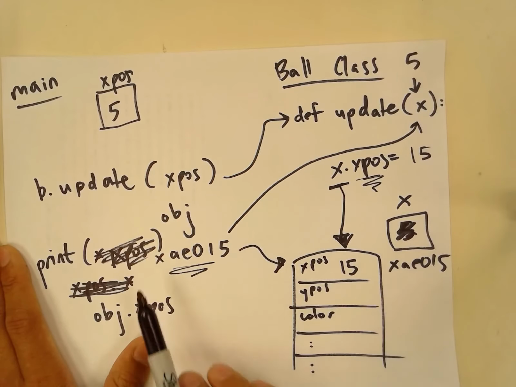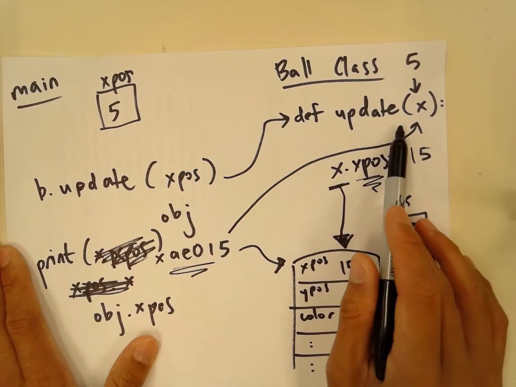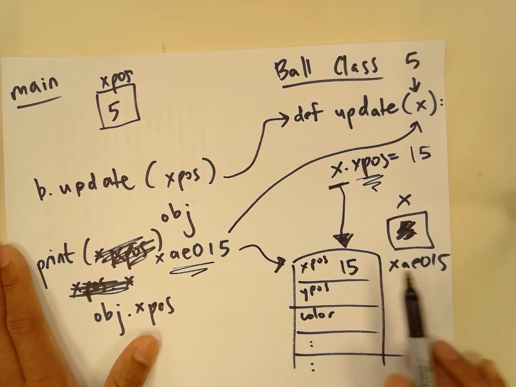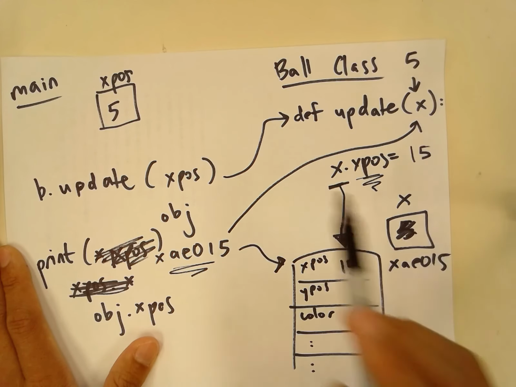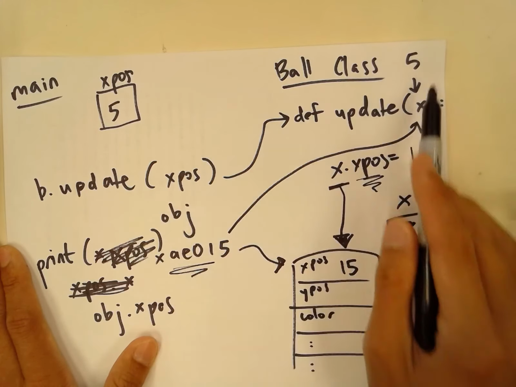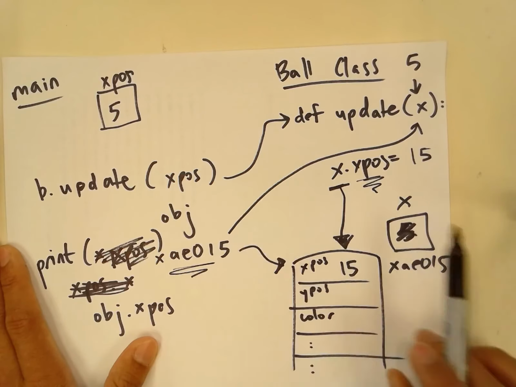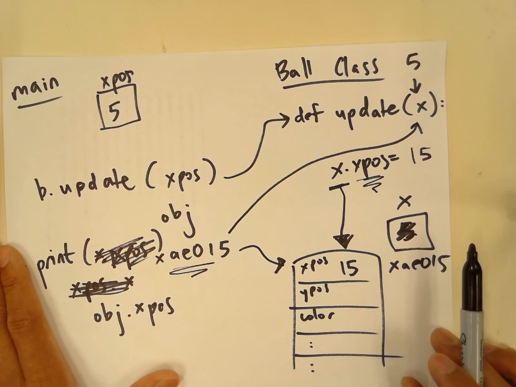So when you pass an object to a method, it affects that object forever, right? And when you pass a variable, it just sends the value, and it doesn't affect the original variable that you passed.